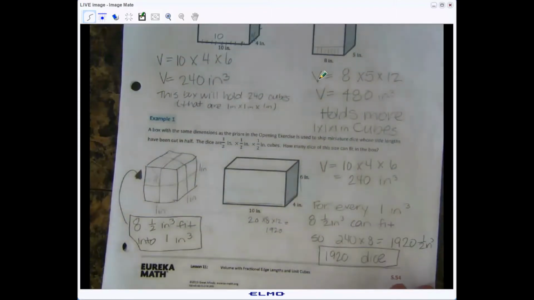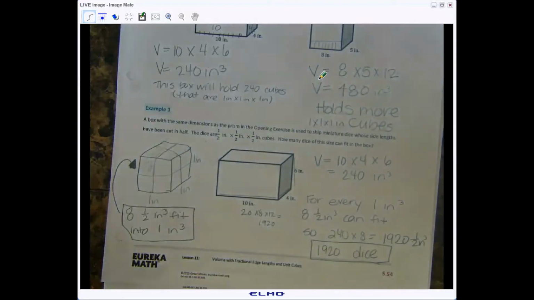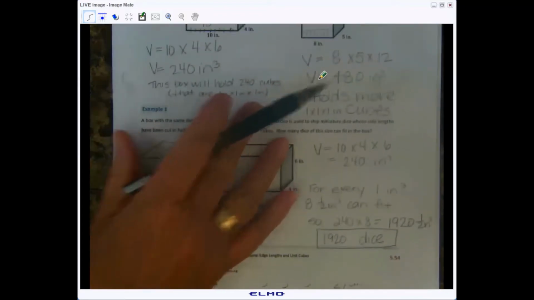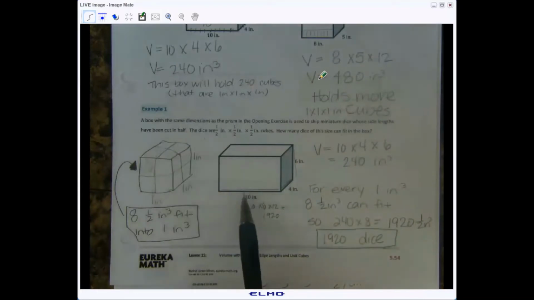Okay, example 1, it gets right to some tricky thinking. So we have a box. It's actually the same box as we did in the opening exercise. This box here is the 10 by 4 by 6. Now the question is not how many 1 inch cubes will fit in that box, but how many 1/2 inch by 1/2 inch by 1/2 inch cubes will fit? That's a really interesting question, and I wonder if you think maybe the answer is half.